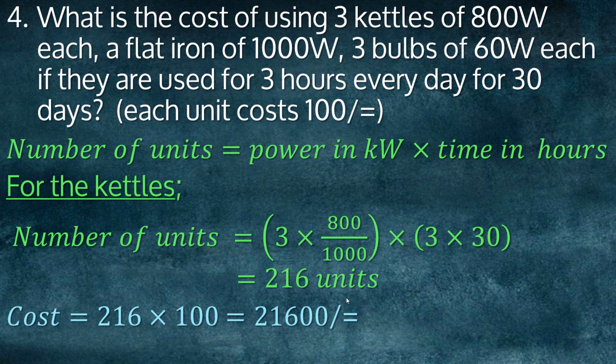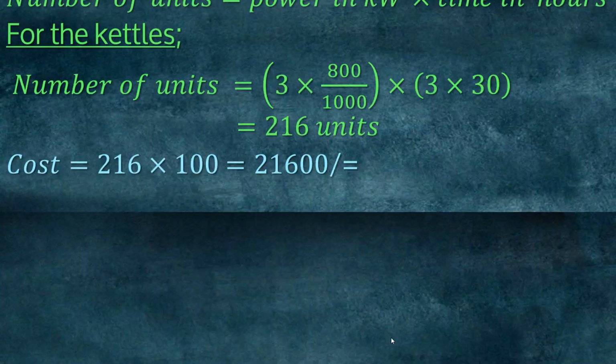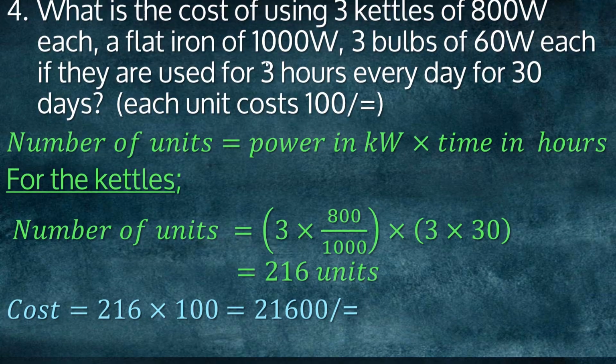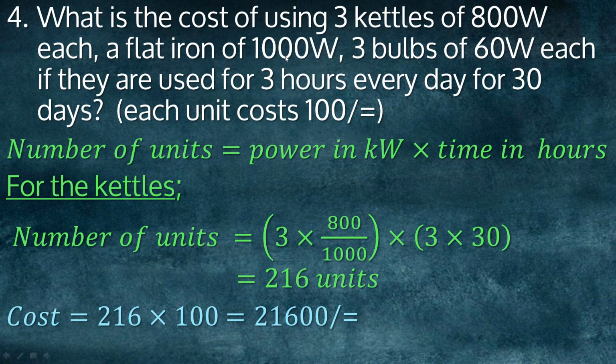So the cost for the kettles is going to be the unit cost, which is 100, times the number of units, so you end up with 21,600 shillings. Okay, let's also look at now the flat iron. The flat irons, actually there are many, not just one. The number of units, remember, the flat iron was rated what? Flat iron of 1000 watts.